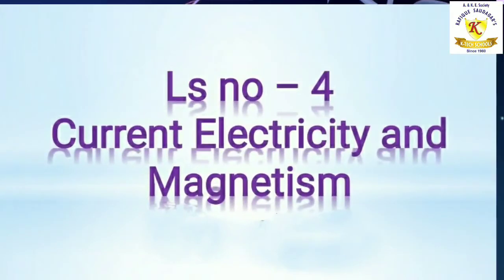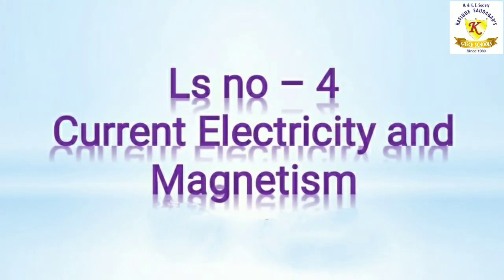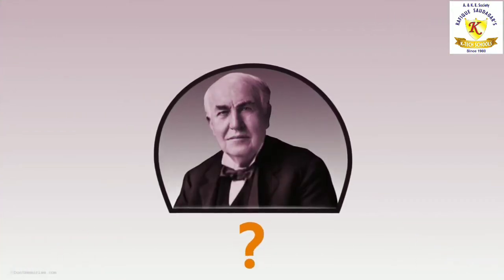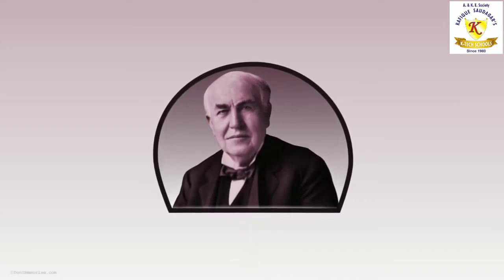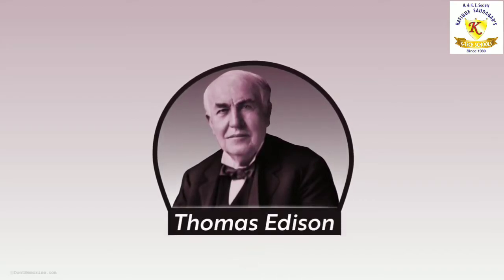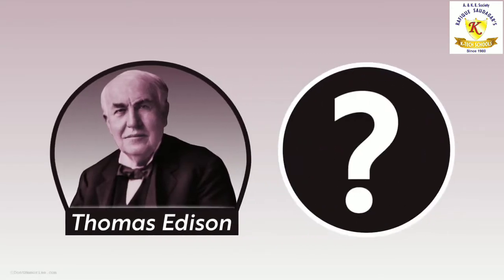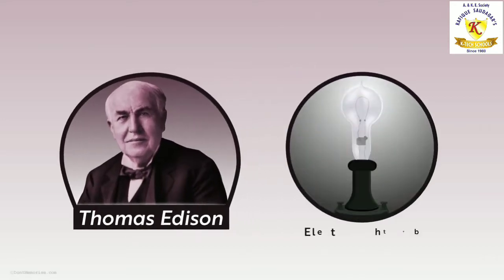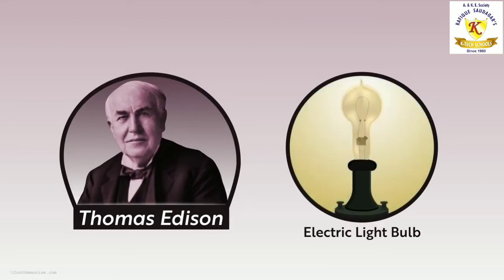So today children, we are going to start a new lesson. Current, electricity and magnetism. So let's begin. Do you recognize the person you see on the screen? Yes, he is the great Thomas Edison. Do you know what he is known for? In 1879, he invented the first practical, long-lasting electric bulb. And since then, our home is bright even after the sunset.